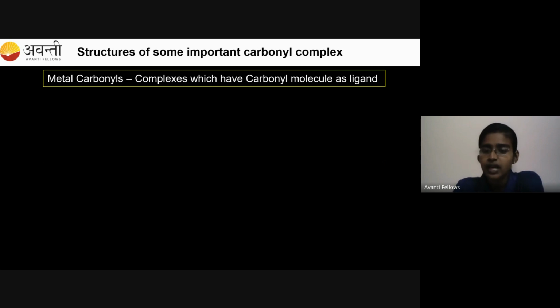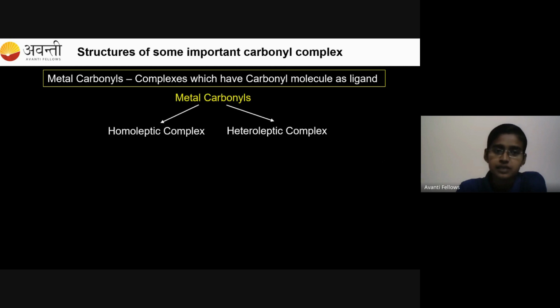There are two different types of metal carbonyls. One is homoleptic complex and the other is heteroleptic complex. We all know the definition of these two, right? Homoleptic means the same type of ligand will be present inside the coordination entity. In case of heteroleptic, two or three different types of ligands may be attached to the central metal atom in the complex. So metal carbonyls can be of both types. We may have all ligands the same, as CO, or in some cases 4 CO and 2 Cl. Such heteroleptic complexes are also possible.